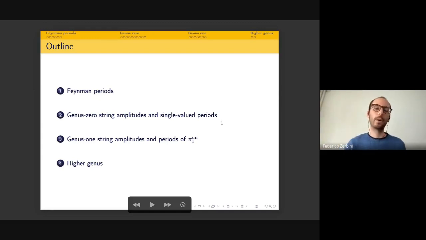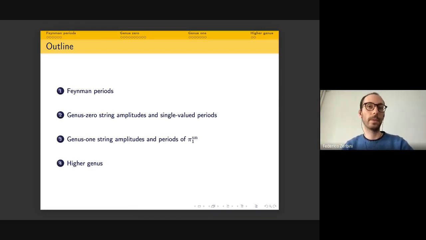So this is rather an overview of these problems coming from string theory. I'm not going to go into any specific result, and at the end you can ask me something more precise if something is interesting more than something else. So let's start.